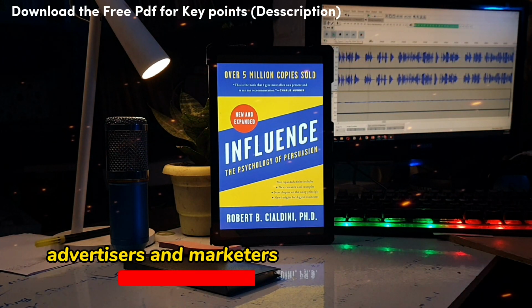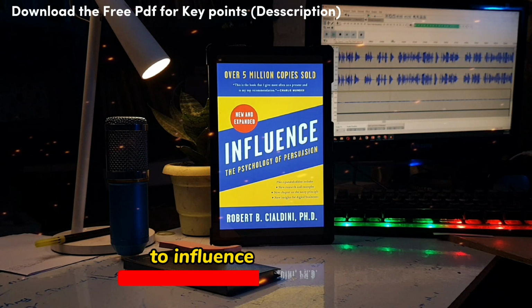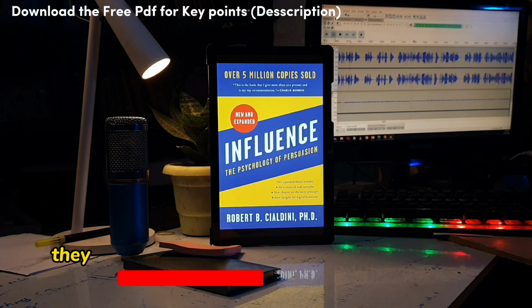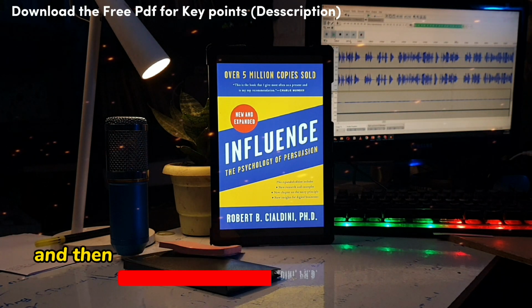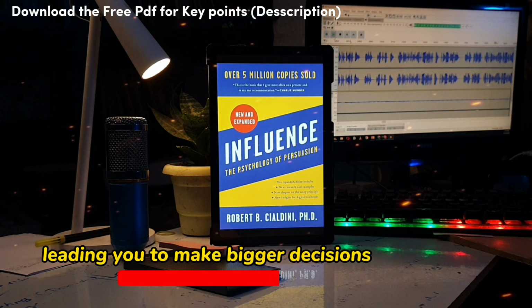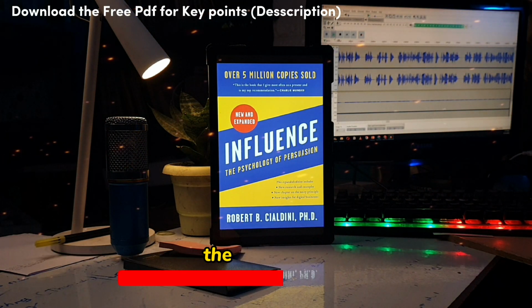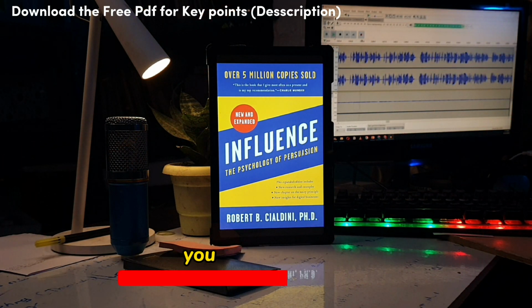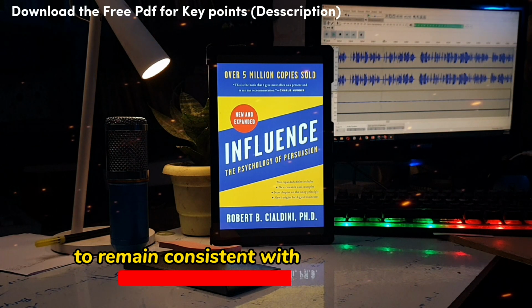Advertisers and marketers often use this principle to influence our behavior. For example, they might ask you to make a small commitment like signing up for a newsletter and then gradually increase the level of commitment, leading you to make bigger decisions or purchases. The key is that once you commit to something, you feel compelled to remain consistent with that commitment.